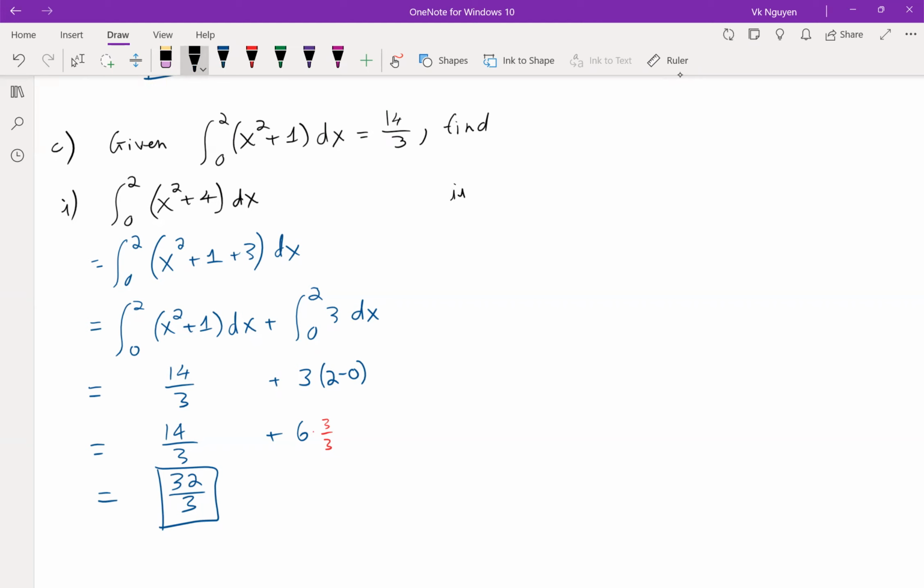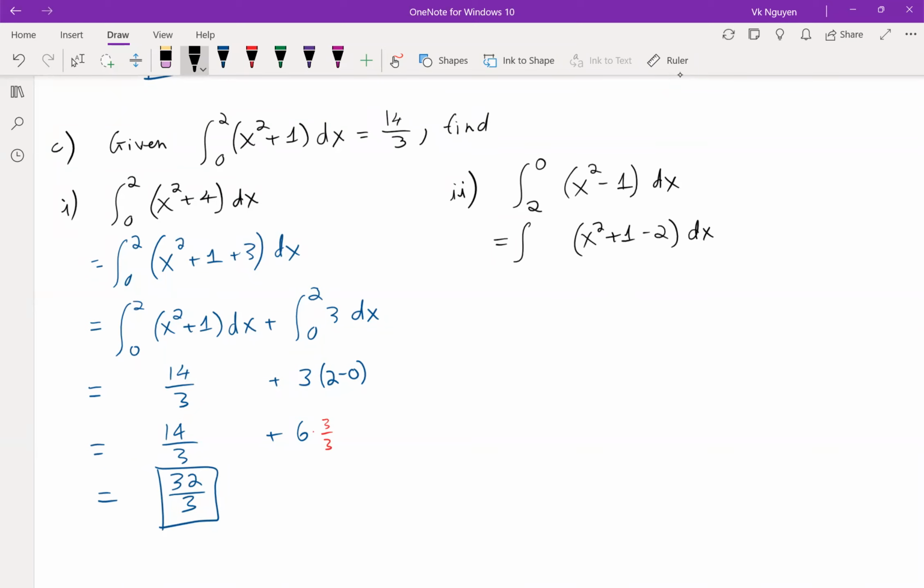Here comes another one. Integral 2 to 0 of x squared minus 1 dx. We're going to use the same trick. And that is, we can turn the x squared minus 1 into x squared plus 1 minus 2. x squared plus 1 minus 2 dx.